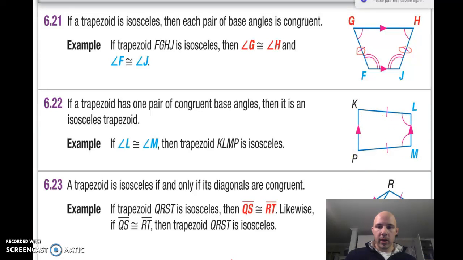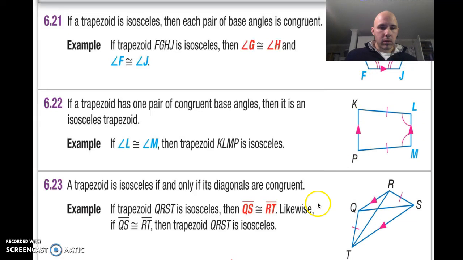And the last one we have here is that a trapezoid is isosceles if the diagonals are the same. Again, you could pause this and reflect on it a little bit. Let me know if you have any questions.